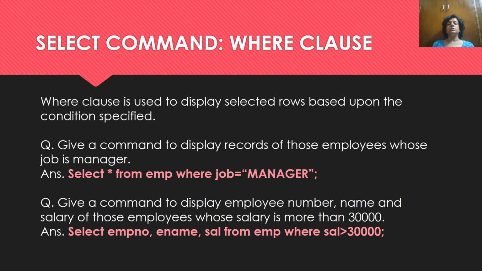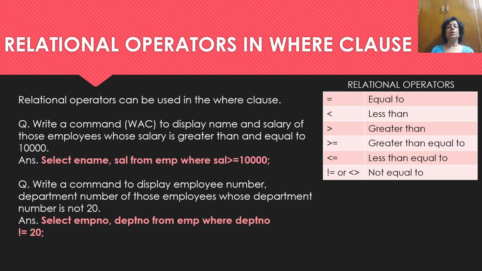Now, to give a command to display employee number, name and salary of those employees whose salary is more than 30,000, the command would be select empno, ename, sal from emp where sal greater than 30,000. Relational operators can also be used in the where clause. The various types of relational operators available are equal to, less than, greater than, less than equal to, greater than equal to, and not equal to, as you can view on the screen.